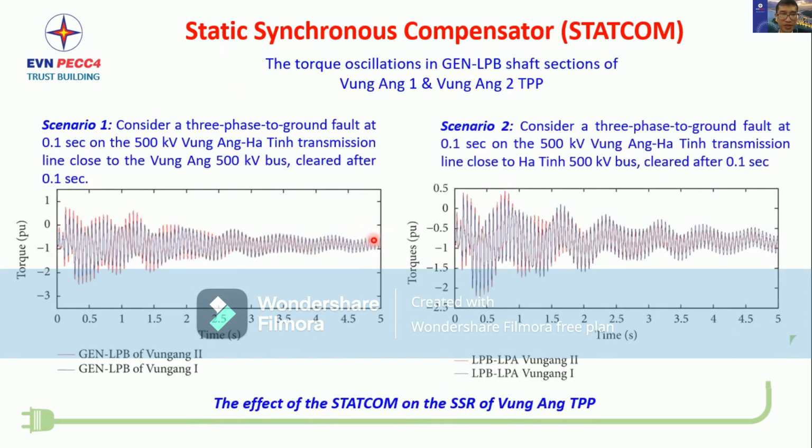And according to the simulation for this transmission line, for these two bus bars for scenario 1 and scenario 2, we can see that when we install the STATCOM, the oscillation damps very quickly, and it brings the system stability.